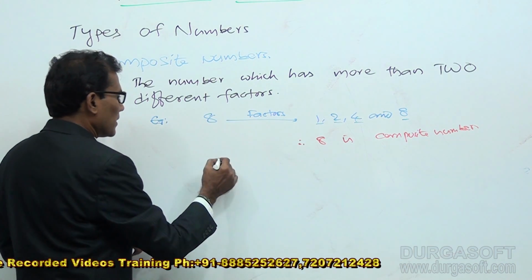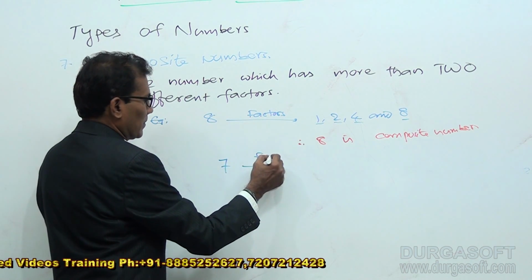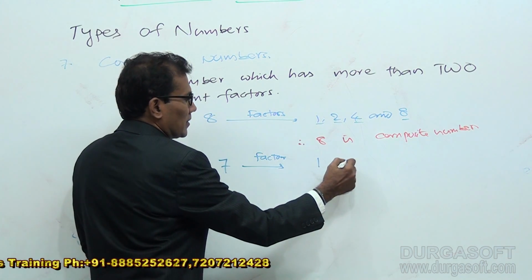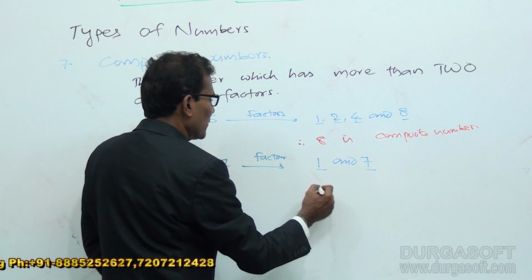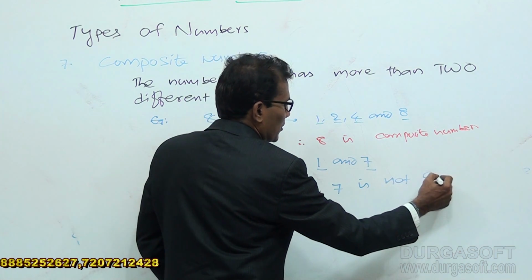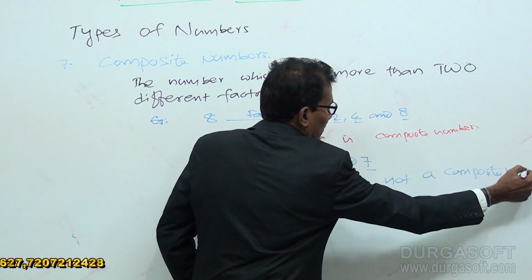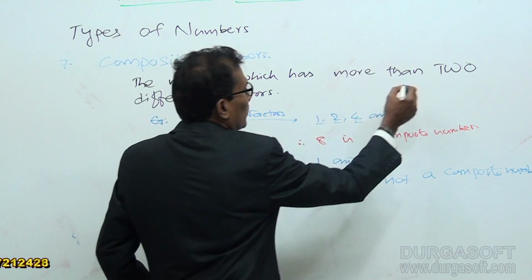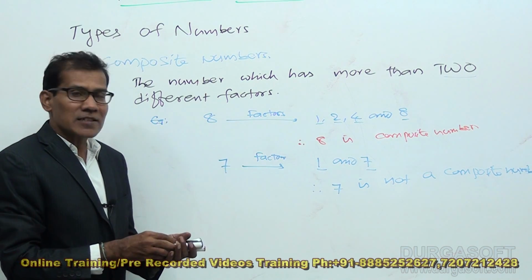So we take an example 7. What are the factors of 7? It is divisible by 1 and it is divisible by 7. That's it. It has only two factors. Therefore, 7 is not a composite number. According to the definition, a composite number should have more than two different factors. More than two different factors means at least 3 it should have.